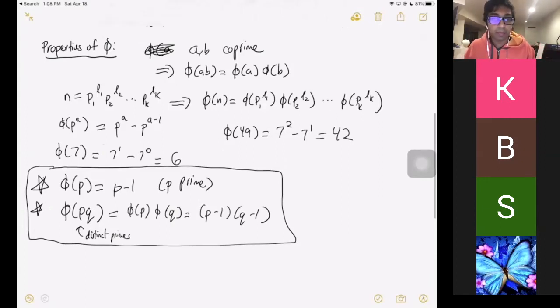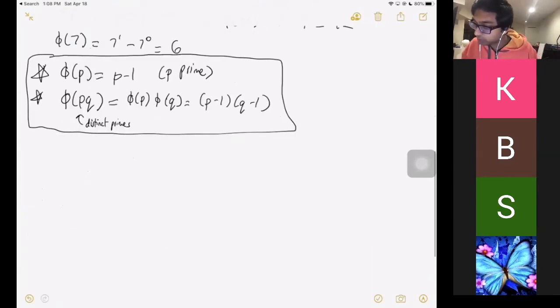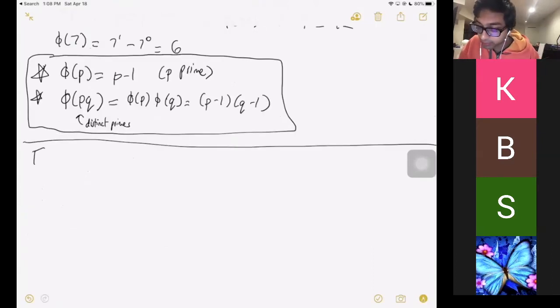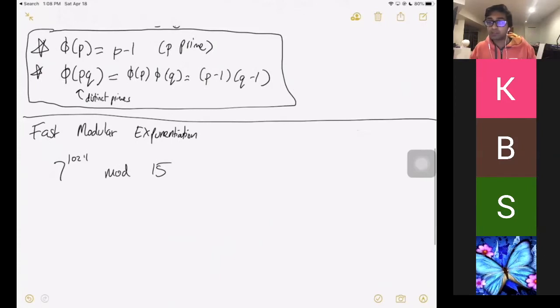Cool. Now there are a couple other interesting things. One concept you might have seen before is something called fast modular exponentiation. It's basically this. Let's say I wanted to compute a number like 7 to the, I don't know, 1024 mod, say, 15. Let's say I wanted to compute this number. What seems like the basic algorithm to compute it?